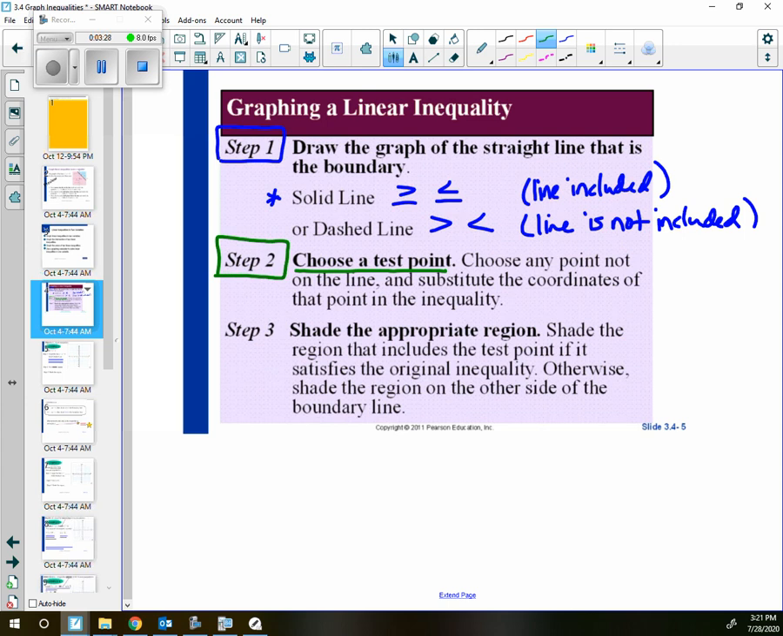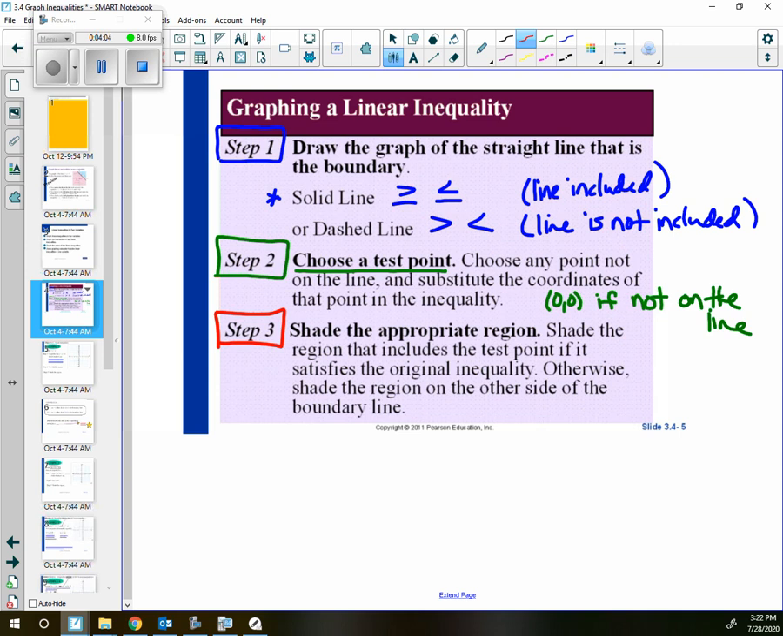(0, 0) is a great test point, so it's really nice to use (0, 0) unless it's on the line itself. You do have to check that it's not on the line, because then you can't use it, since you already know what the line is doing. If it's not on the line, then you're great to use (0, 0). Otherwise, just pick a point that uses 0, which is easier to substitute, but you can pick any point in the region. Your last step, once you've decided what the inequality tells you about where the solutions are, is to shade the appropriate region, either above or below. And whether or not your test point works, it still gives you good information.